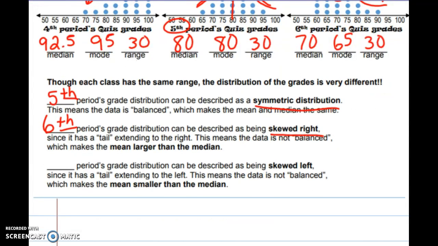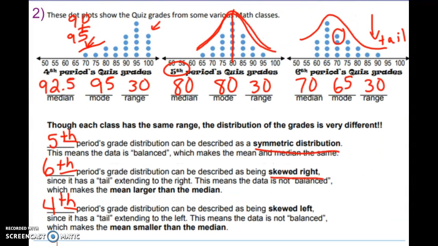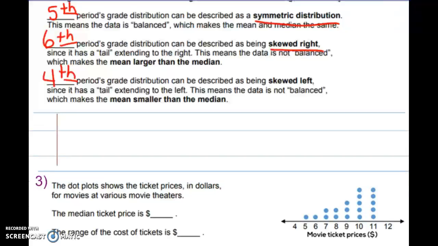Okay, and which leaves this last one as 4th period. If you go back and look at that, and you were to draw a line, your tail is on the left, so it's skewed to the left. Make sure you have all of number 2 correct.